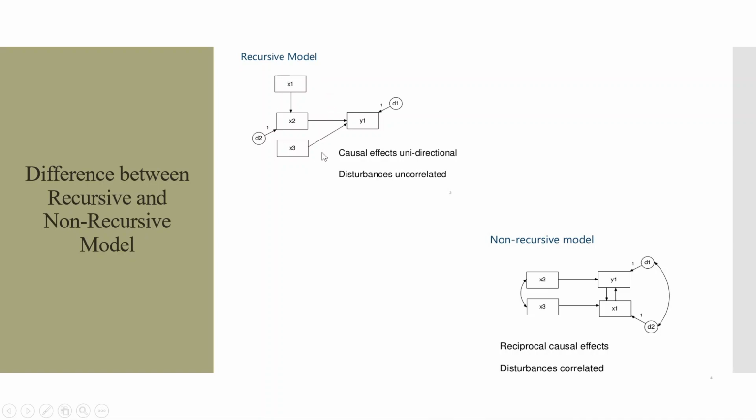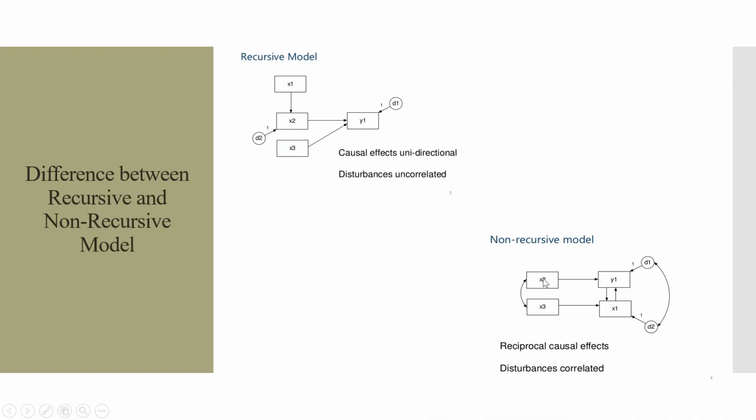In case of a recursive model, causal effects are unidirectional. So the cause is towards one side only. This means that you can see here, all arrows are moving inside the Y1. Y1 is our endogenous variable and there is only one error term. This error term is not correlated with any other error term. So the disturbances are uncorrelated.